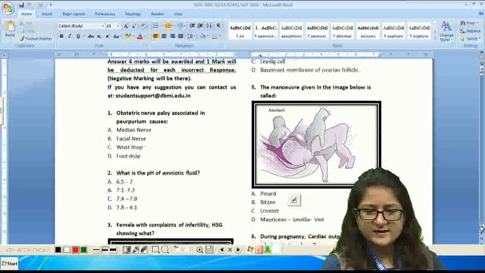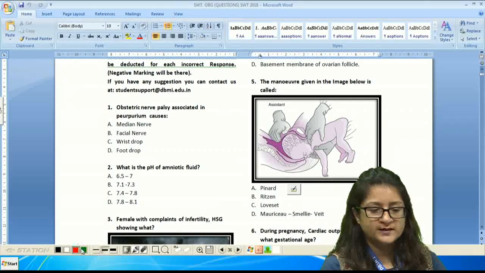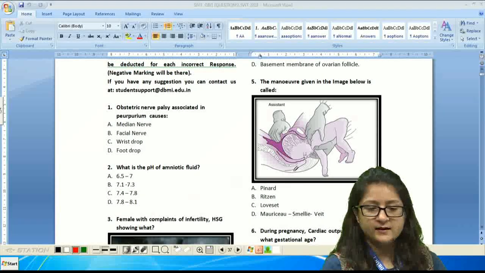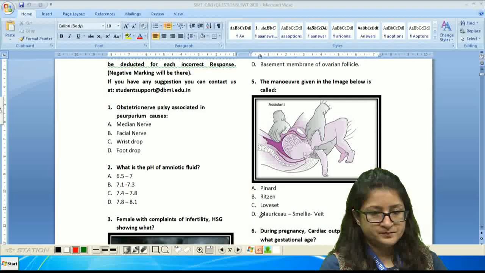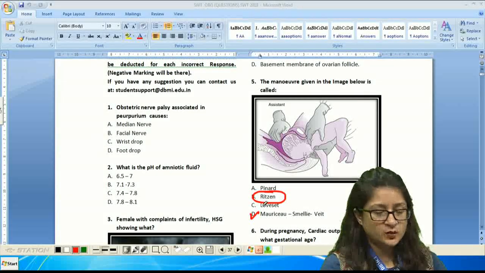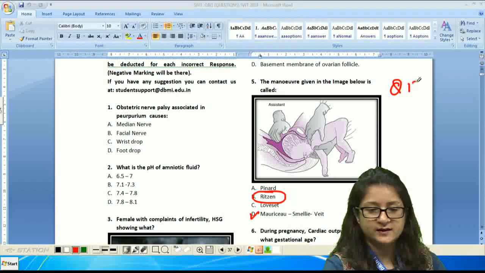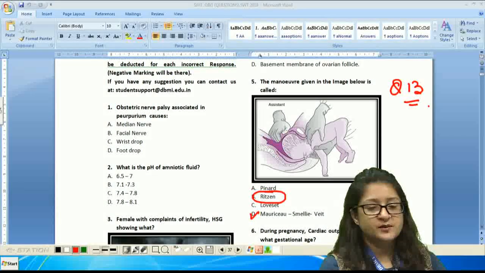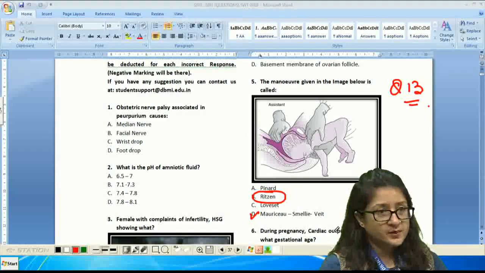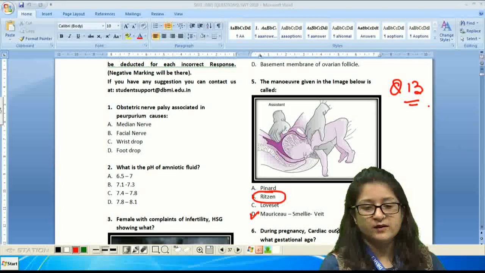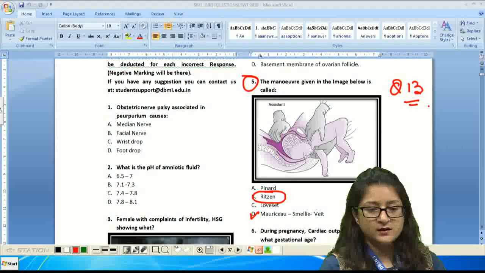The maneuver that is given in the image below is called what? Now this maneuver here is called the Mauriceau-Smellie-Veit maneuver. Okay, this is the Mauriceau-Smellie-Veit maneuver. Next is question number 13, and we're discussing question number 13 also here. Question number 13 shows the Ritgen maneuver, that is for the delivery of the head.